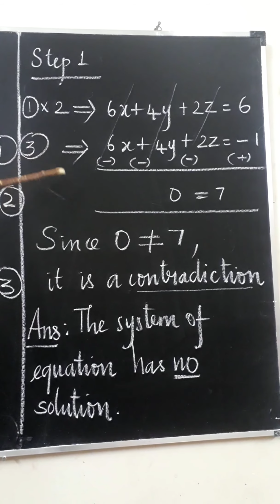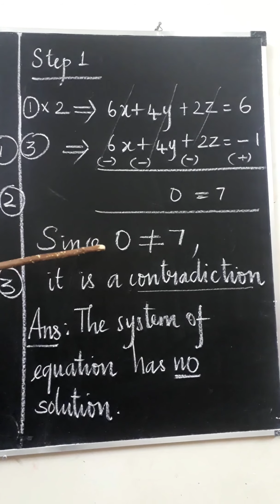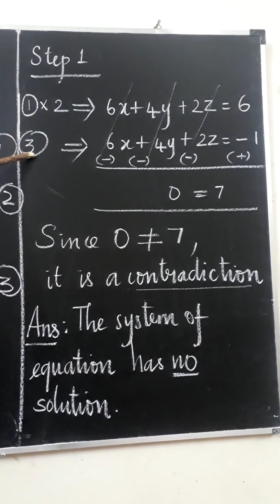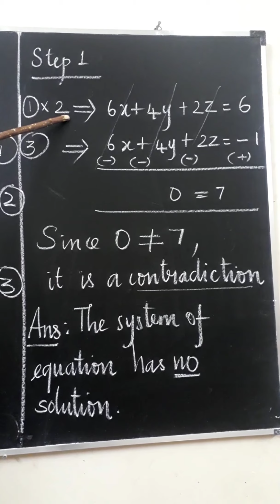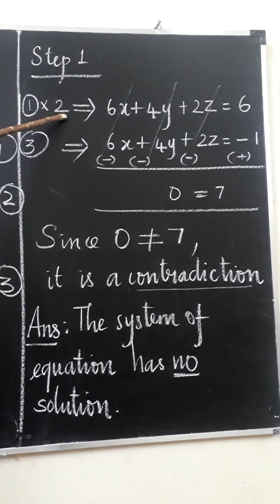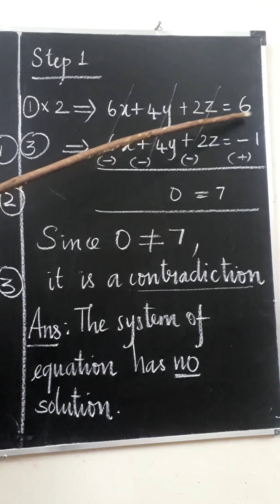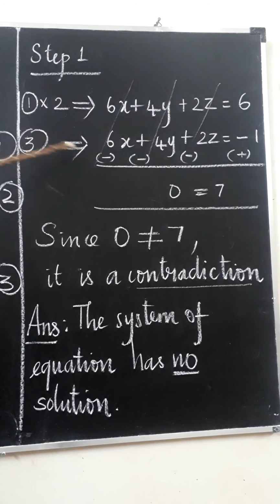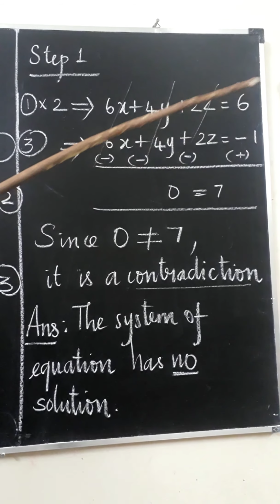As we are finding the nature of solution, no need to do all the pairs, no need to eliminate all the pairs. Here we can finish it in one step also. So for equations 1 and 3, multiply the first equation by 2. The first equation was 3x plus 2y plus z is equal to 3. When you multiply it by 2, it becomes 6x plus 4y plus 2z is equal to 6. The constant should be multiplied by 2, so it is 6. Then the third equation should be written as it is. Then change the signs of the third equation.